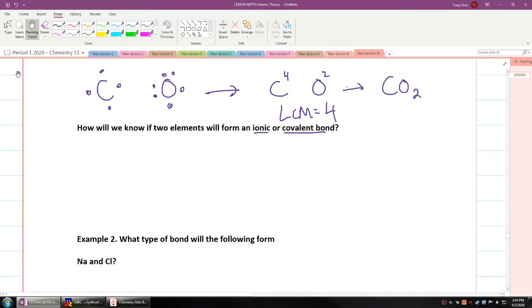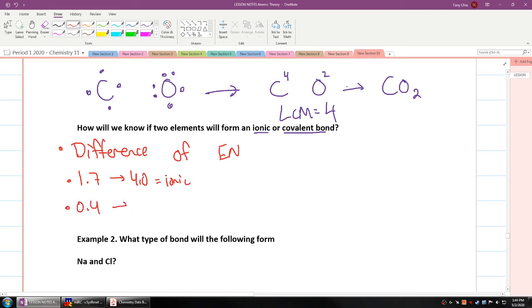So, how do we find what type of bond it's going to form? It's the difference of electronegativity. That means if it's between 1.7 to 4.0, it will be an ionic bond. If it's between 0.4 to 1.7, it will be a polar covalent. And if it's between 0 to 0.4, it will be a non-polar covalent bond.